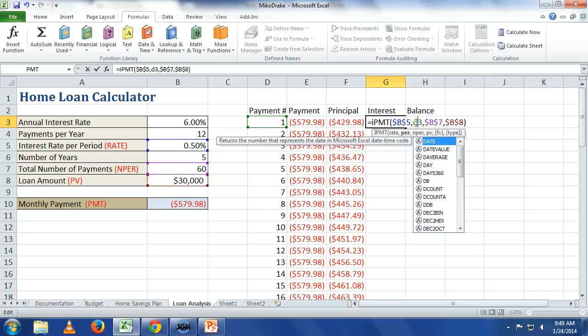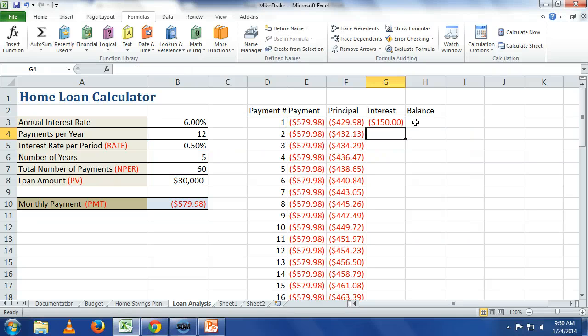You guys follow me? I feel like I'm losing people. We only have 2 minutes, so I don't feel like I'm losing people. So I hit enter. And it says $150 of that first payment is just going to the bank. That's how banks make money right there. Boom. Just on your $30,000 Toyota.